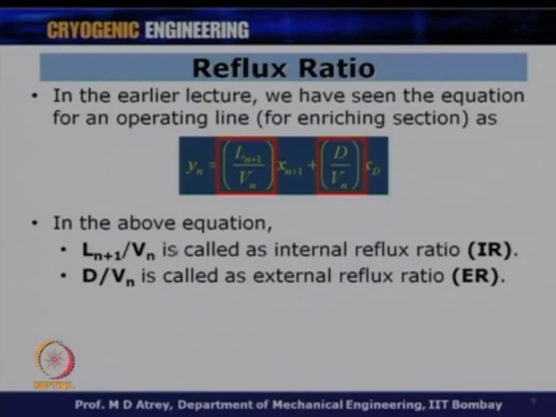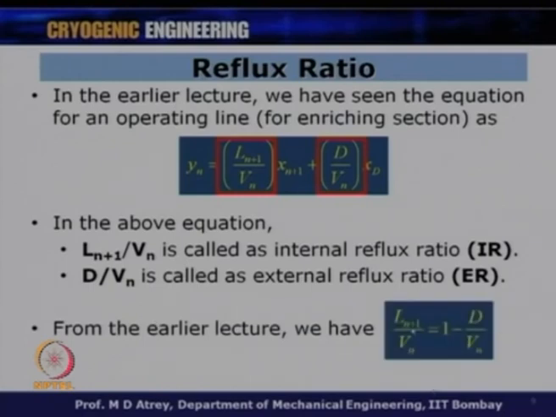If you remember my earlier expressions, they are related by this expression: Ln plus 1 by Vn is equal to 1 minus D by Vn. So, one can understand from here that IR is equal to 1 minus ER. What does it mean? If ER is equal to 0, IR is equal to 1. When is ER equal to 0? When I do not take any D out. So, if I make D by Vn equal to 0, that means I am not taking any condensate out from the condenser. In that case, we reach IR equal to 1, which means that Ln plus 1 by Vn is equal to 1.